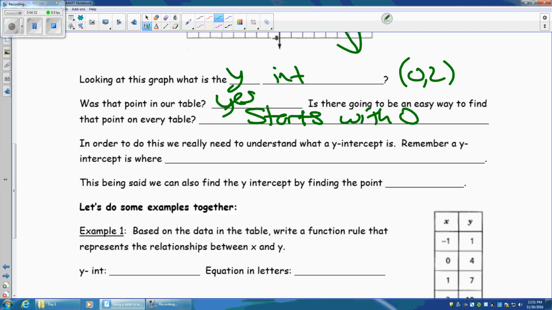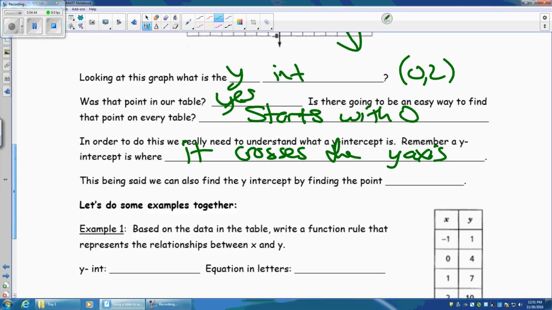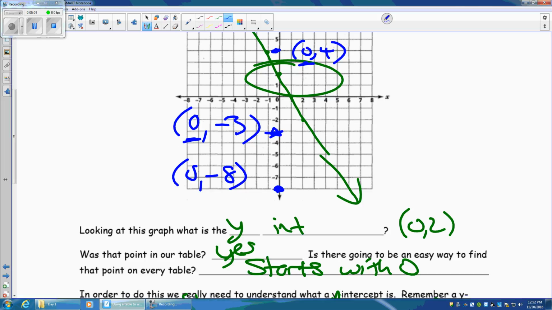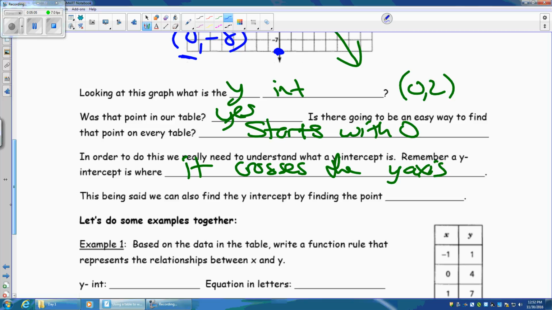So in order to do this, we really need to understand what the y-intercept is. Remember, a y-intercept is where it crosses the y-axis. And if you look at the y-axis, every single one of those coordinates, like pretend that I crossed right here, what would that coordinate be? 0, -3, or it crossed all the way down here. That would be 0, -8. Every single one of these, 0, comma 4. Starts off with 0. So if you're looking at a table, as soon as you find 0, you found your y-intercept.